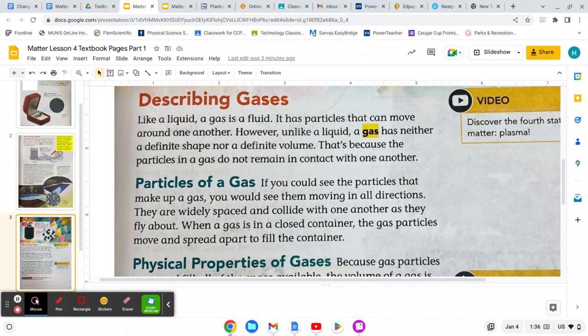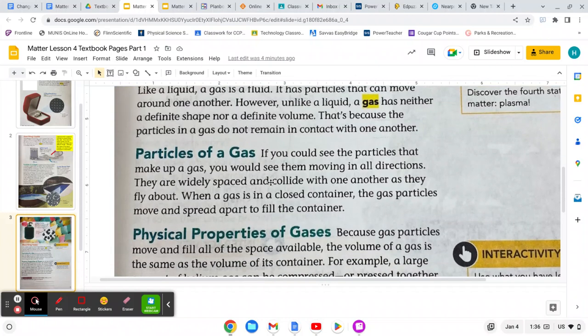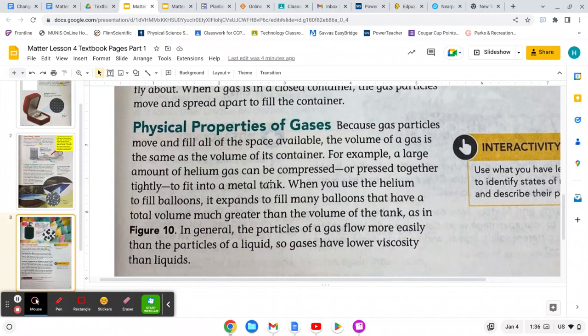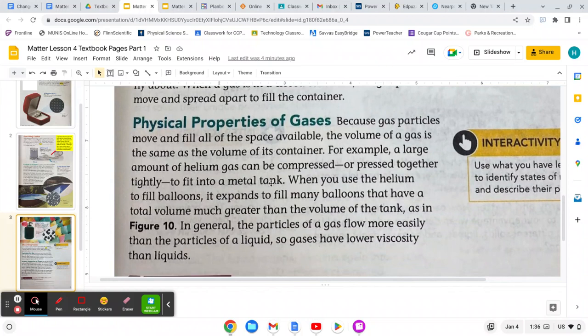Now, we talked about the particles. They are widely spaced and they collide with one another as they fly around. If you keep them in a closed container, they move and spread apart to fill the whole container. Once the lid is off of it, though, they will just fill whatever space they have entered. So the main thing you need to remember about the physical properties of gas is that the volume of a gas is the same as the volume of the container.